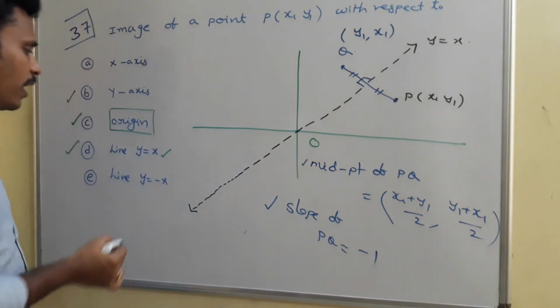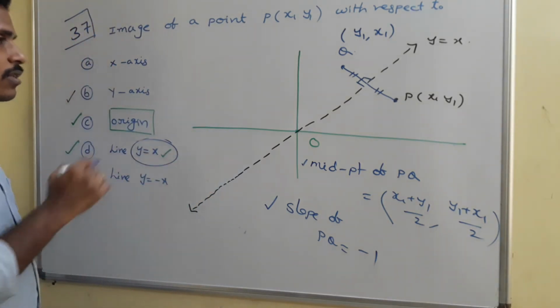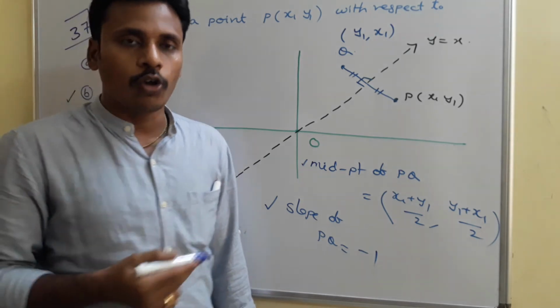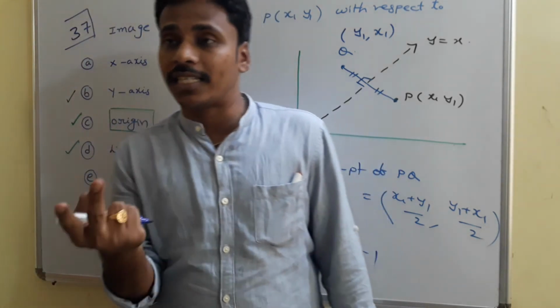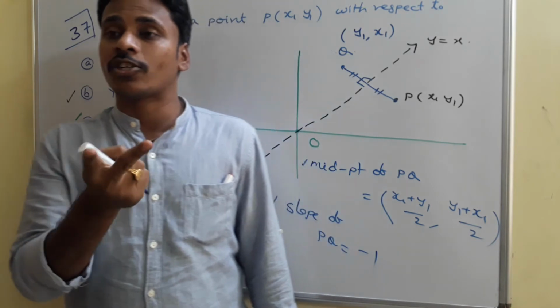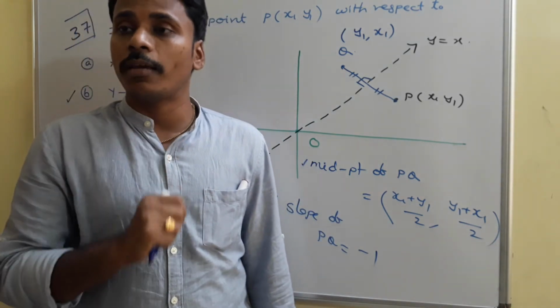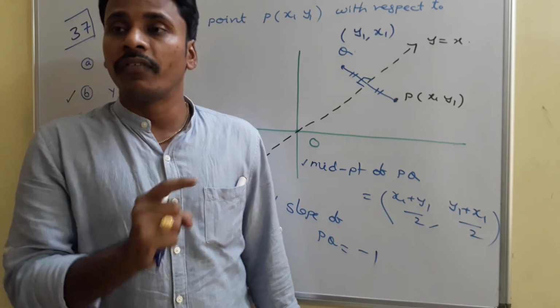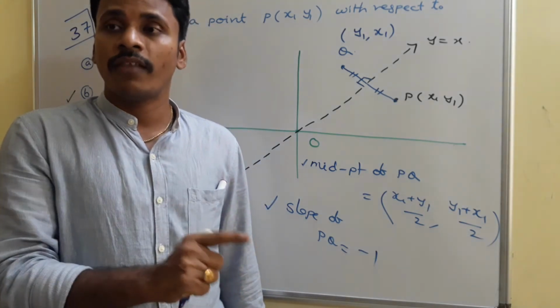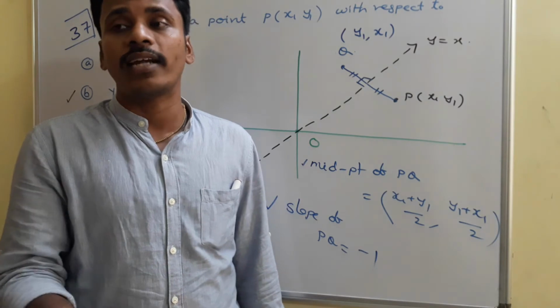So you need to memorize that if the line is y is equal to x, directly we can announce that the image of a point is just another point where the x coordinate and y coordinate are interchanged, right? So what is the image of the point (2, 3) with respect to y is equal to x? We need to say it as (3, 2). There is the task, right?